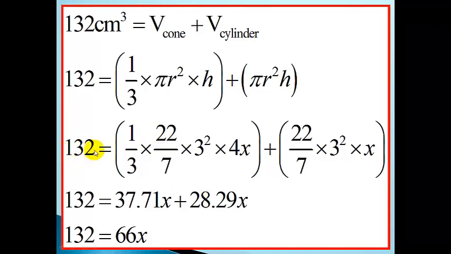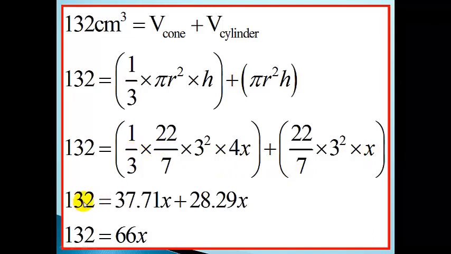Now 132 is equal to 1/3 times pi, a constant, that is 22/7, times the base radius is 3 from the diagram. So we have 3 squared times the height of the cone, which is 4x, plus the volume of the cylinder, which is pi r squared h. So the pi is the constant, 22/7, times r, the base radius. That is the radius of the cylinder. It is equal to the base radius of the cone. It's the same 3. So we have 3 squared times the height of the cylinder, which is x. So we multiply by x.